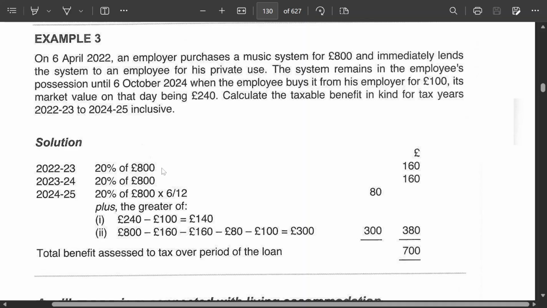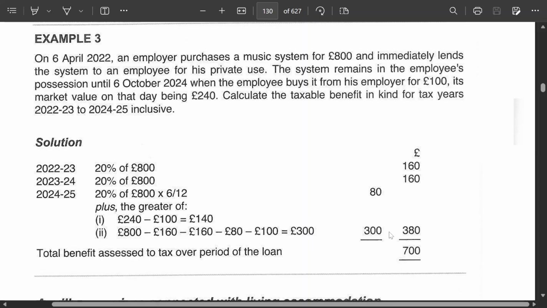So 800 minus 160 minus 160 minus 80 minus 100, which is common in both cases, because this is what the employee is paying. So this now comes out to be 300. And remember, the rule is the greater of these two. The market value method gives you 140, and the book value method gives you 300. So you have to take the 300.